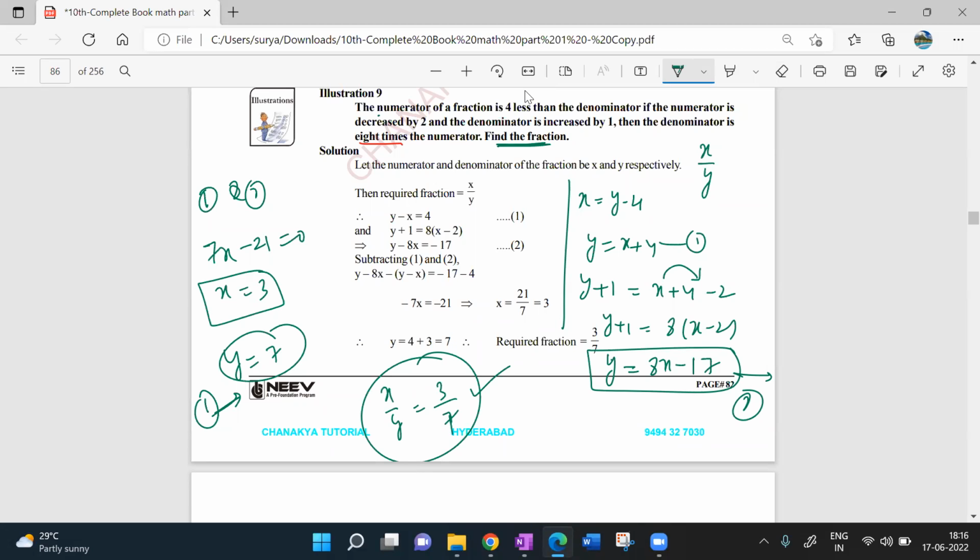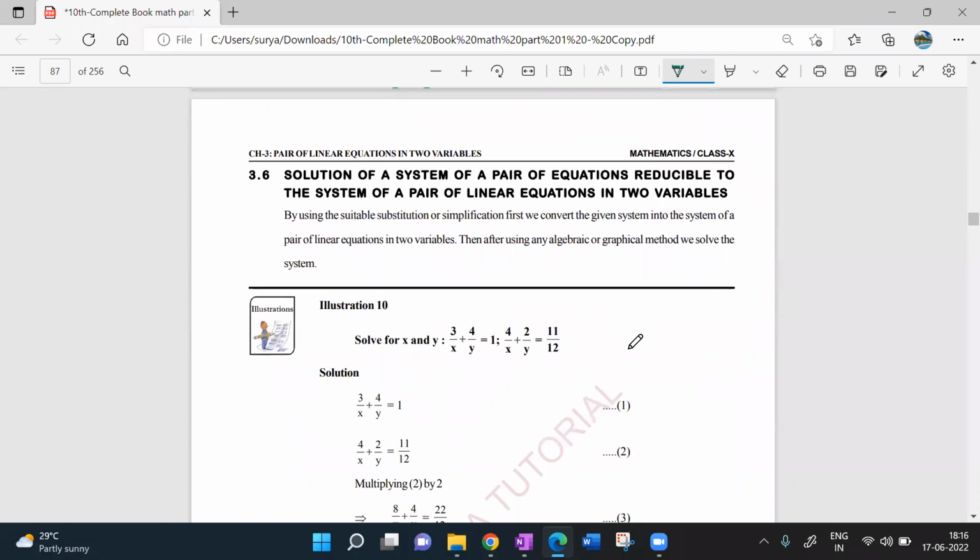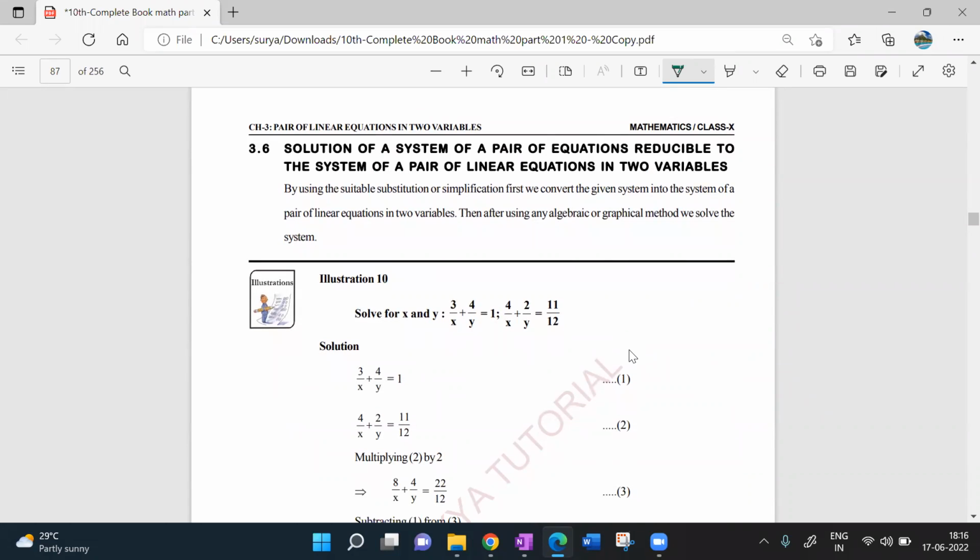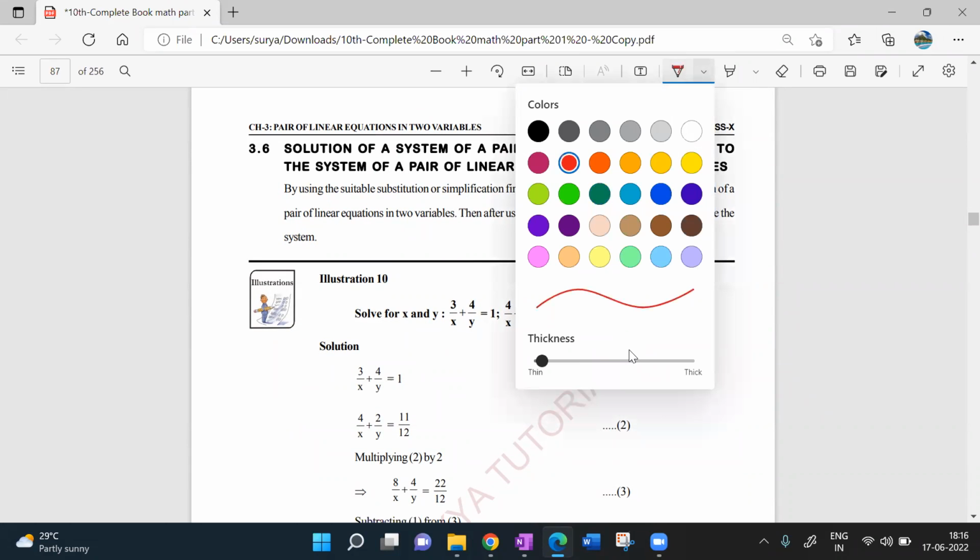All right, any doubts? Any doubt, guys? Very simple. Word problems are very simple actually, but you need a little patience. That's it. Next question. Any doubts in the previous question, guys?